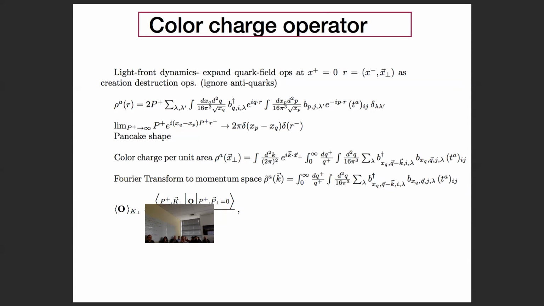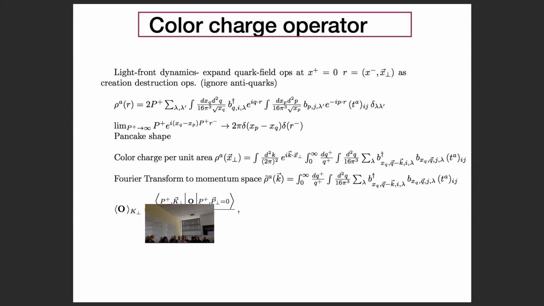So it tends to average out to 0 if you're doing integrals. If you're more careful and you put in a test function that's in the appendix of the paper, I'm not going to discuss it here, you'll get that this is simply 2 pi times the delta function of xp minus xq and delta of r minus. And then the correction terms of order 1 over p plus, 1 over p plus squared, and so on. We just keep the leading term.